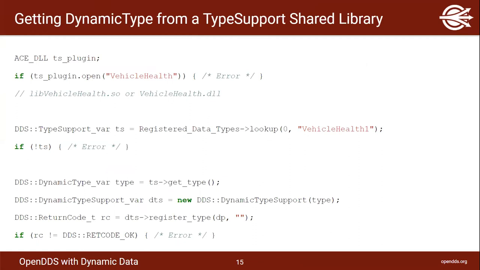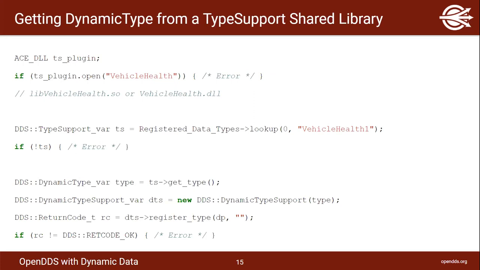There we go. Okay, so here's a simplified view of how to get that dynamic type from the type support library. So first we want to load it. Here we're using the ACE DLL class, but if you're on Unix, Linux, whatever, you could use dlopen or the equivalent on Windows. But this should work on both of them. So it loads that.